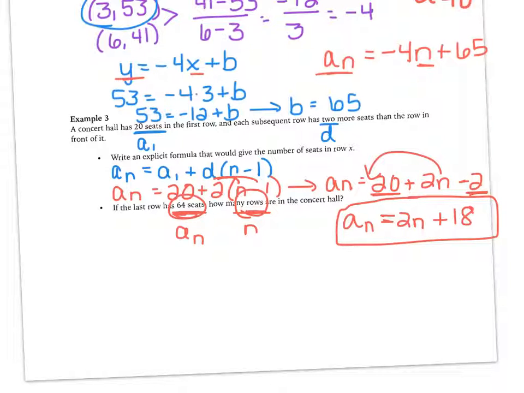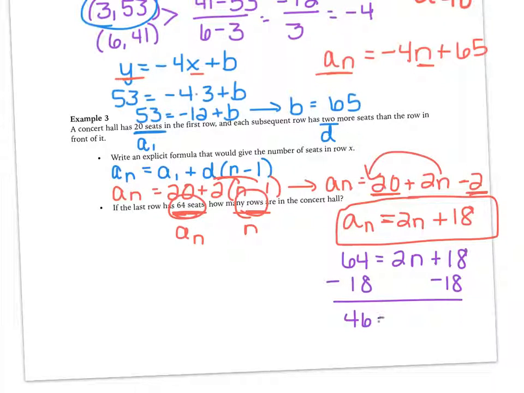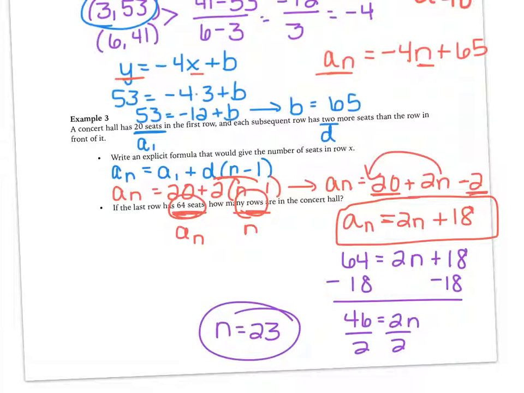I'm going to go to this explicit formula that I wrote. In place of A sub n, I'm putting 64. And then I'm going to solve to find out what n would have to be to get that 64. So let's take away 18 from both sides. That's going to be 46 equals 2n. Divide by 2, divide by 2, and we get that n is equal to 23. That means the 23rd term is 64. So 23 rows before you reach 64 seats. So that's how that one would work.